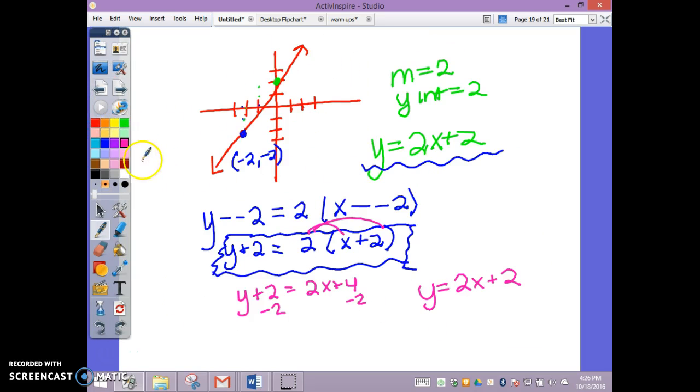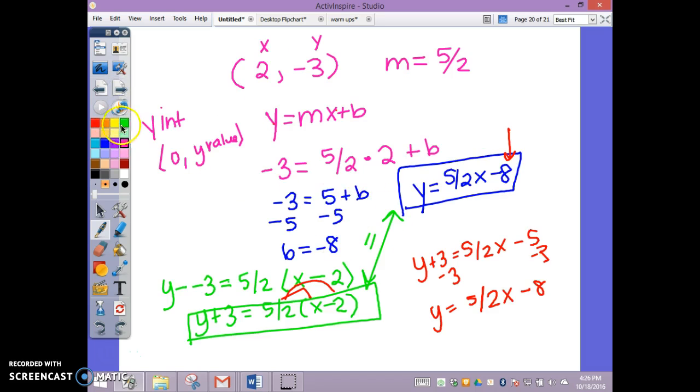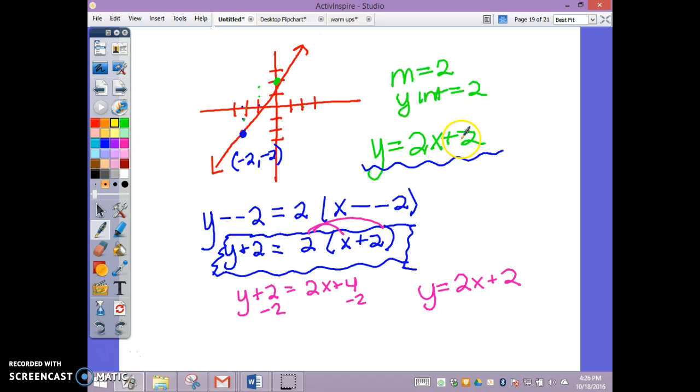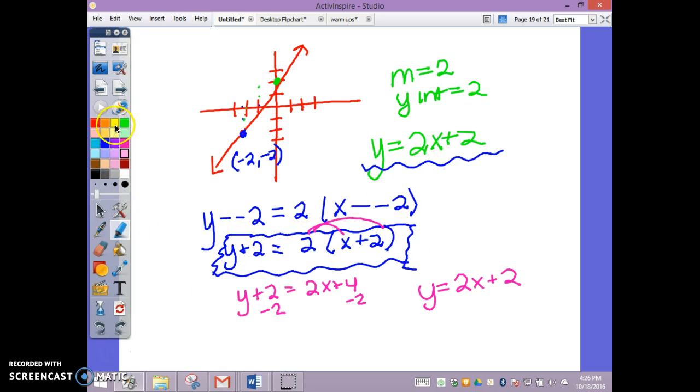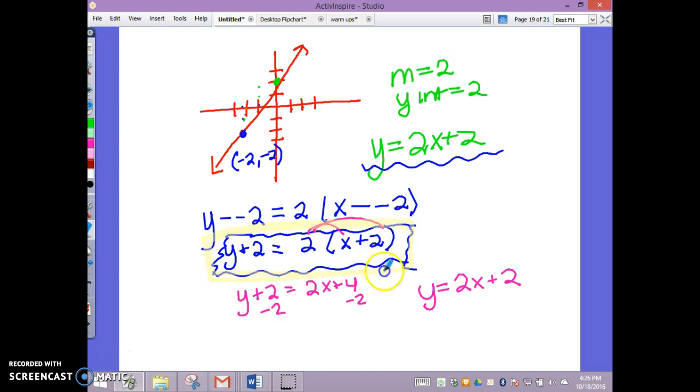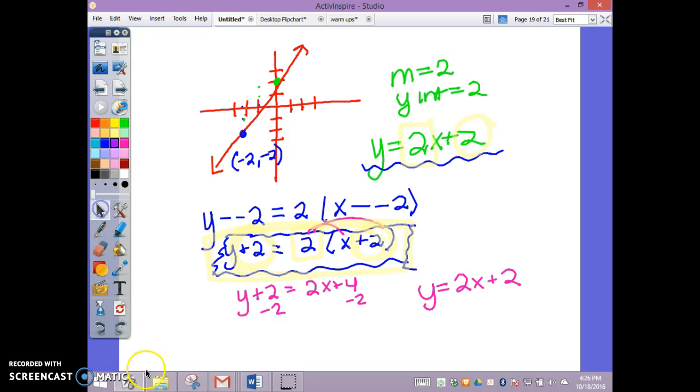But back here, on this one, you can't see the y-intercept right from what I have over here in point-slope form. You don't know what the y-intercept is. You know that the point is (-2, -2), and you know that your slope is 2. Here you can point out slope is 2, y-intercept is 2. Hope that cleared up some things for you.